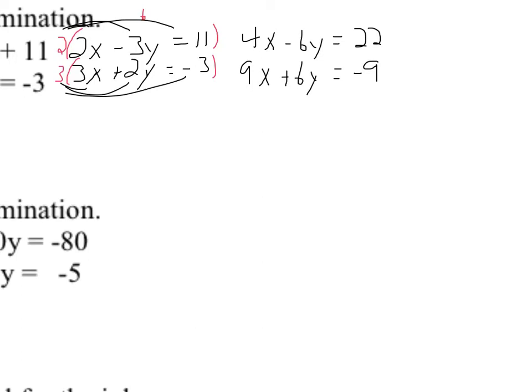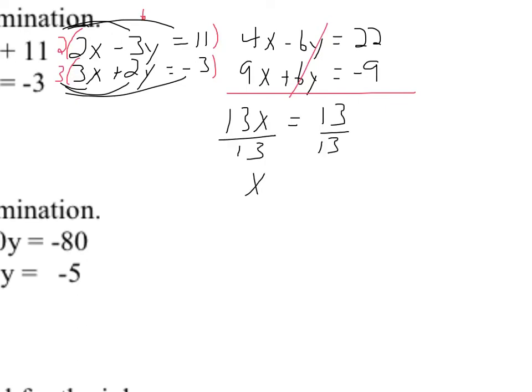Now we've accomplished our goal of having opposites. So if I add them vertically, they cancel. We're left with 13x equals 13. Divide by 13. x is 1.